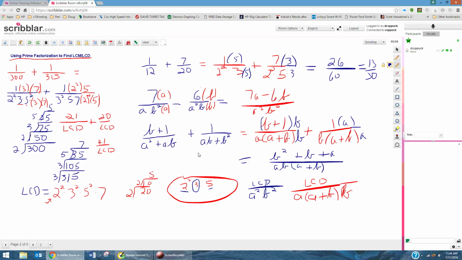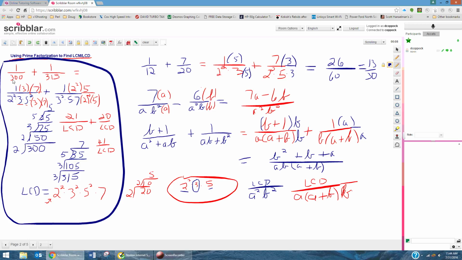Okay, so we've got a little technique here for finding the least common denominator of two numbers or two expressions. Write both denominators or all denominators in factored form, and then form the union of all those factors, keeping track of the highest exponent that's required, but no higher than that.